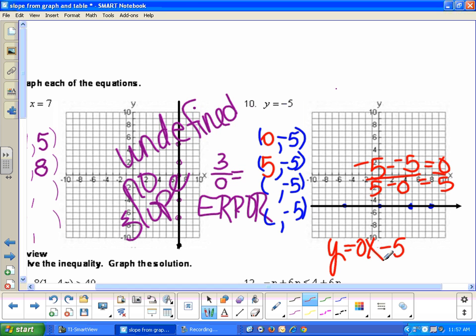If the line goes this way, slope is 0. This way, it's undefined. And you can always check it by putting points in your slope formula. Or just ask yourself, rise over run. Well, it didn't go up or down, so that's 0. It did go right or left, so that's a number. It's okay if I have 0 on top. Not okay if I have 0 on bottom.